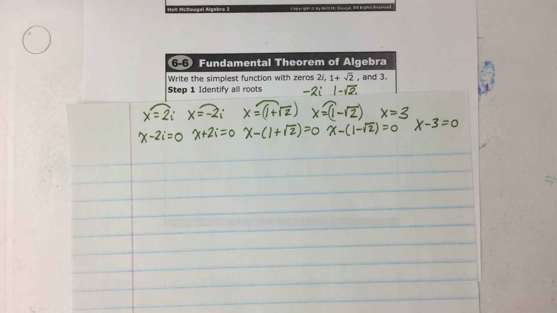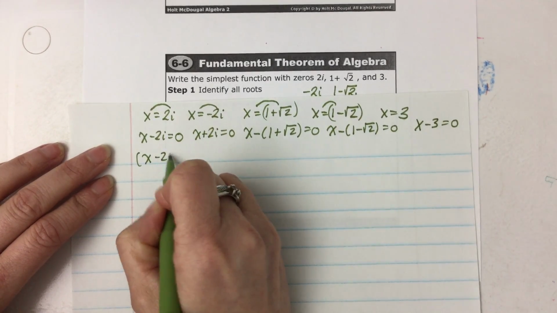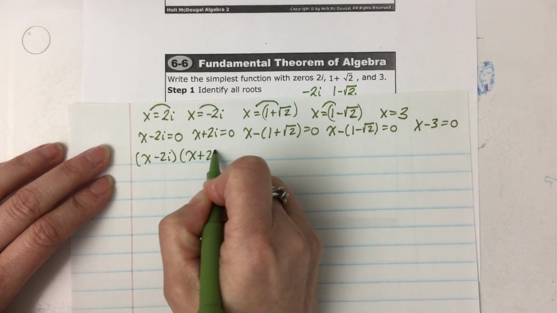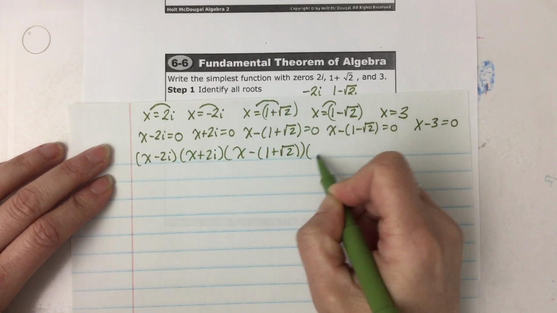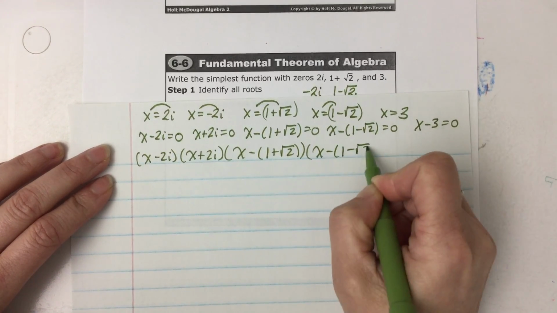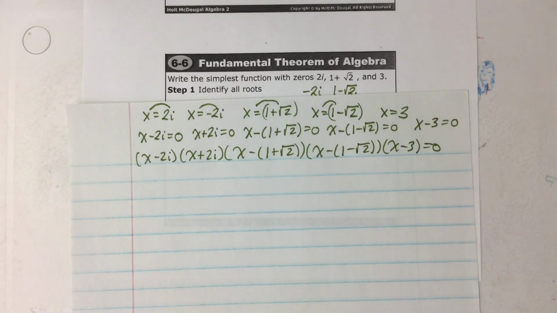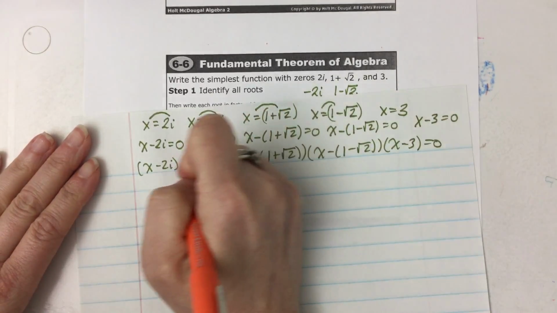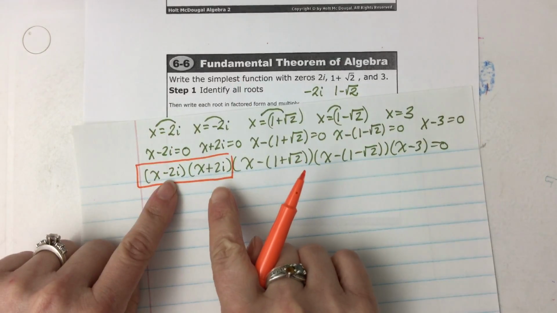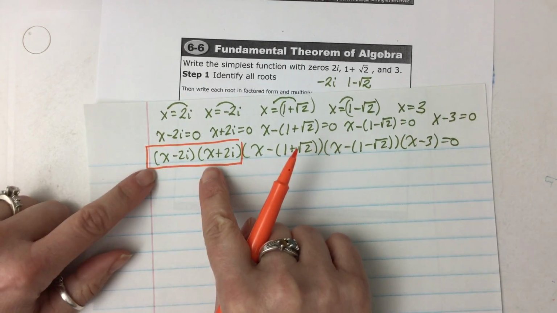Once everything is equal to 0, now you go ahead and write it in factored form. So x minus 2i is next to x plus 2i. X minus the group, 1 plus the square root of 2. X minus the group, 1 minus the square root of 2. X minus 3, it all equals 0. Now we get to start multiplying. Remember, you have to have your conjugates multiplied together. When I multiply these two things, because positive 2i and negative 2i are conjugates, all of the i's should cancel. So let's check that out.